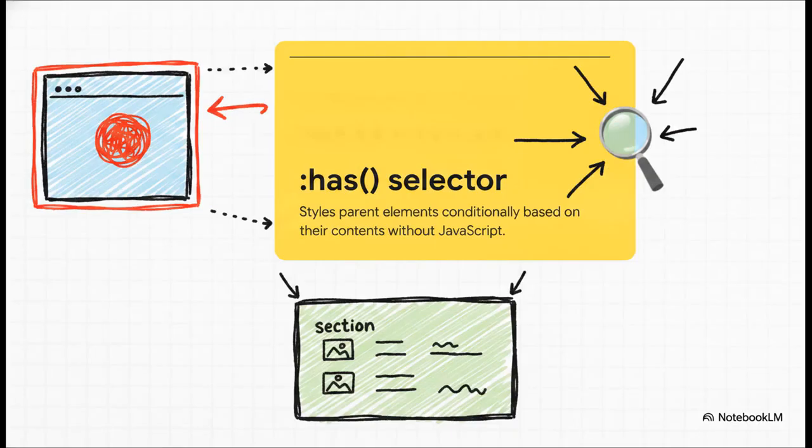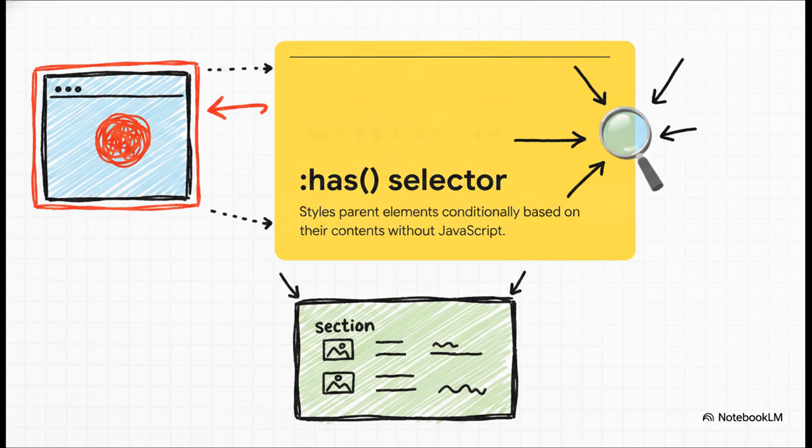It's pure magic. And speaking of magic, if we look at heavier architectural features, we have to talk about the :has selector. This is a parent selector. It allows you to style an element, like a section or a card, conditionally, strictly based on what is inside it.